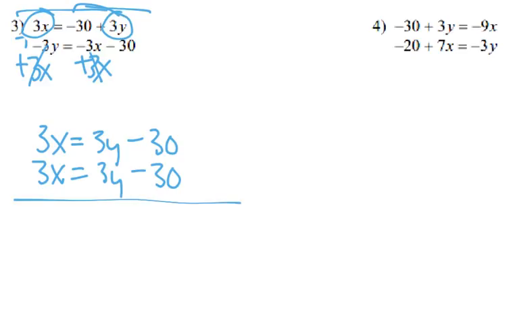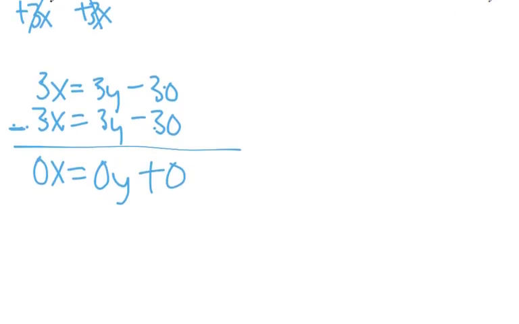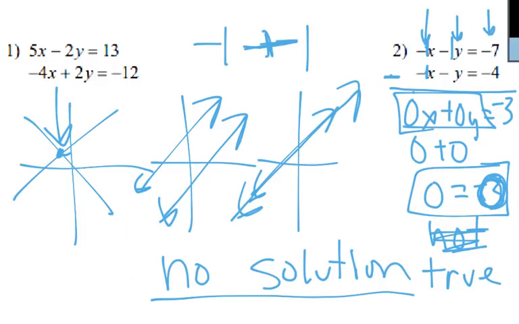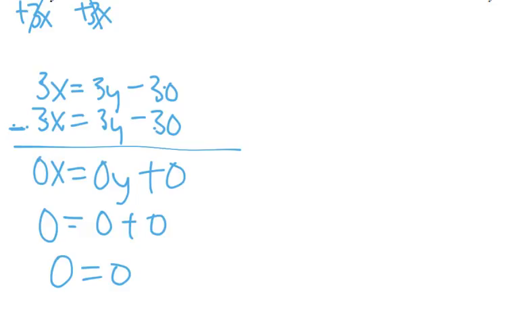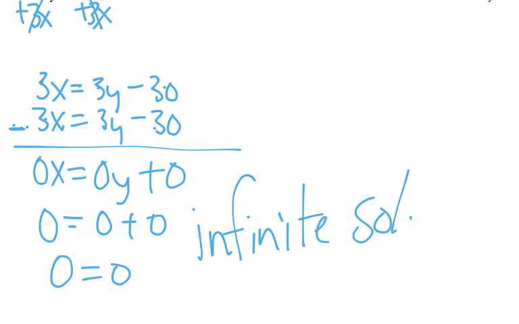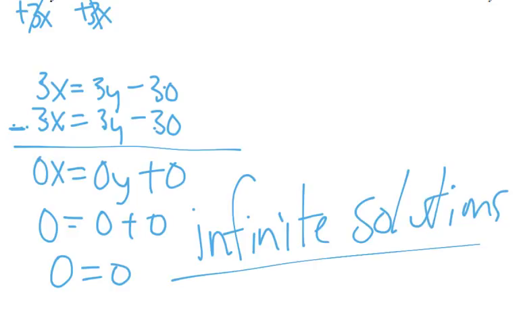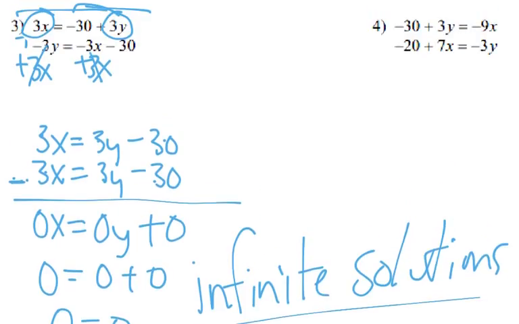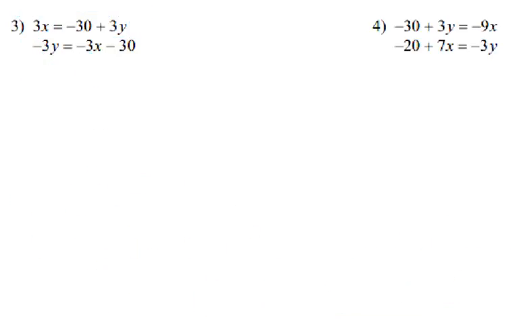Okay, you can go through this process and say, well, let's subtract. 3 minus 3 is 0x. 3 minus 3 is 0y. -30 minus -30 is 0. 0 equals 0 plus 0. So 0 does equal 0. That's true. That was our third situation. So the answer here is infinite solutions, because they're the same line. So those are what our 3 types of answers look like. So now we can just get busy solving the rest, knowing what the answers look like, and making our judgments based off that. So this one's kind of a similar setup.